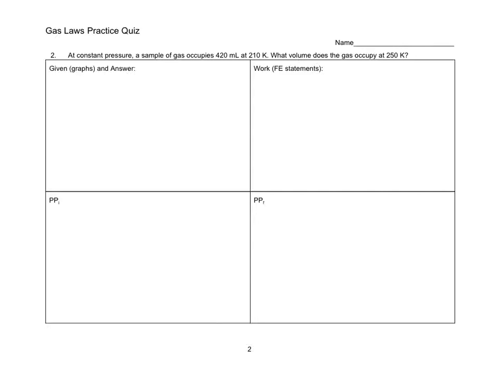Okay, question number 2 says at constant pressure, so I'm just going to note that that's a constant. A sample of gas occupies 420 milliliters, so there's my V, at 210 Kelvin. There's my T. What volume, so my V2 or V prime is my question mark, does the gas occupy at 250 Kelvin? So there's my T2.